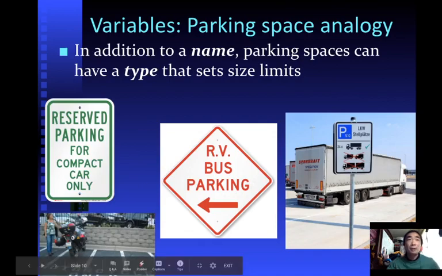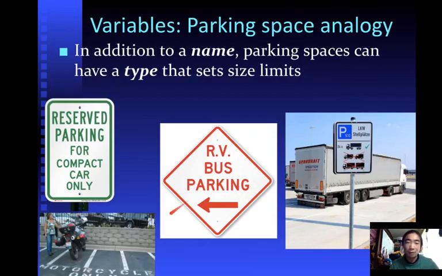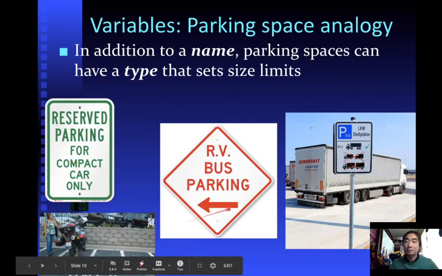You know that parking spots come in a bunch of different sizes, and so do variables and data types. You have really big ones, really small ones, compact cars, and so on and so forth.